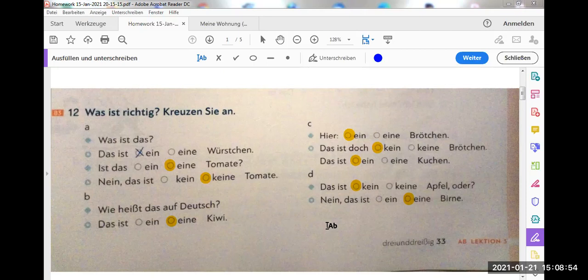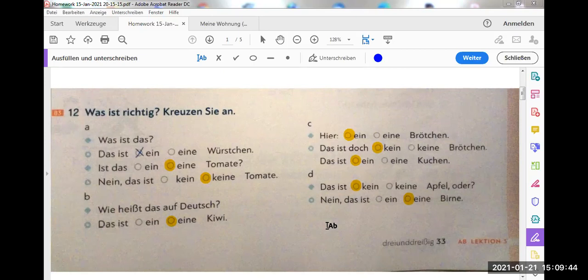Was ist das? Was ist ein Wuschen? Super. Then, ist das eine Tomate? Good. Nein, das ist keine Tomate. Okay, good.